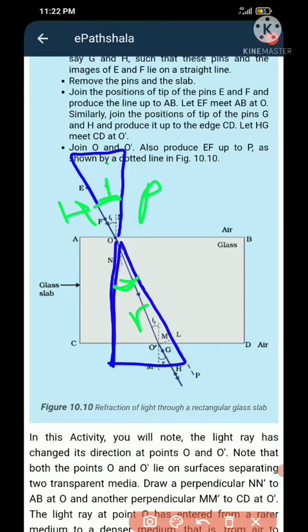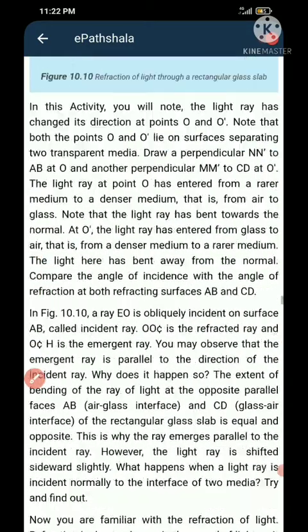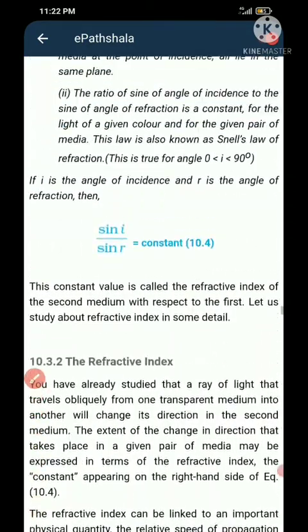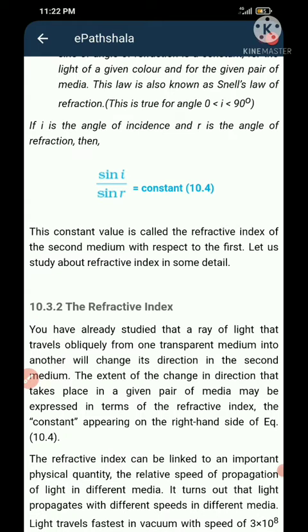Okay students, come back to the topic. Sine I upon sine R is equal to constant. The constant value is also called the refractive index of the second medium with respect to the first medium, because the second medium is denser and the first medium is rarer. So let us study refractive index more.